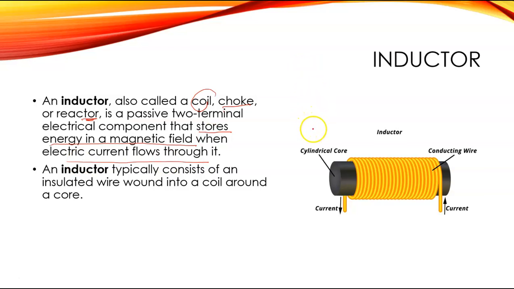An inductor is one of the main important things in a generator or transformer. An inductor typically consists of insulated wire, as you can see over here. The yellow one is the wire wound into a coil around a core. So this is our core, the black cylinder, and a coil or a wire is curled together, or wound together, around this cylindrical core. So this is an inductor. Right.